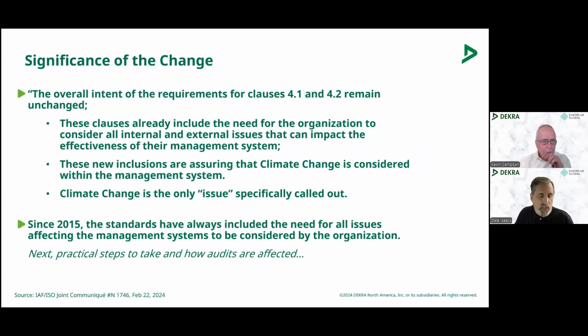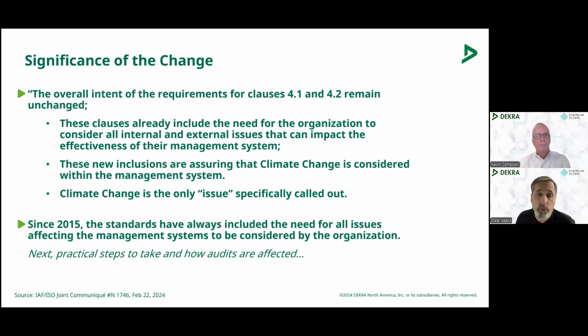Well, the significance of the change. Okay, what's the significance of the change? The overall intent of the requirements for clauses 4.1 and 4.2 remain unchanged. Those clauses have, since 2015, for most management system standards, already included the need for organizations to consider internal and external issues that can impact the business. Those new inclusions are simply assuring that climate change is considered.